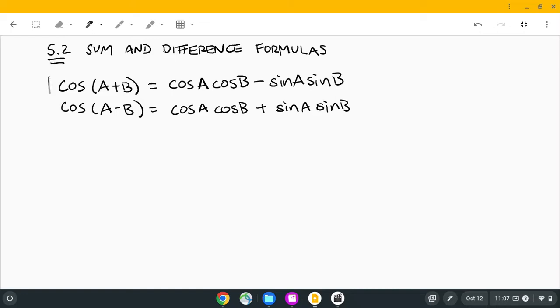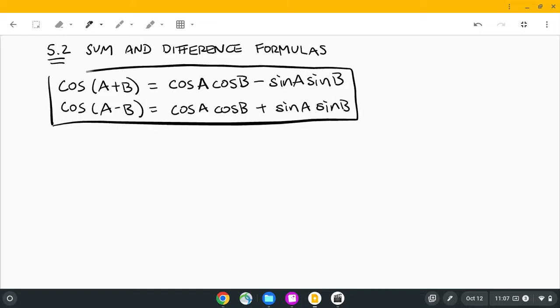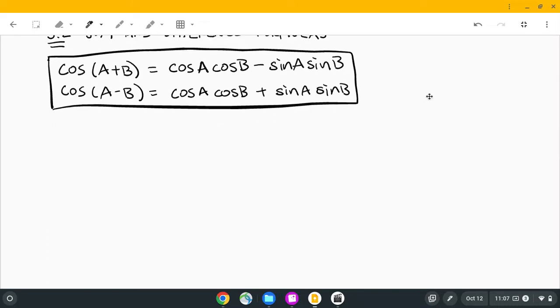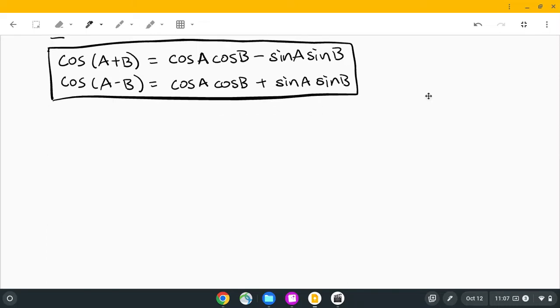These will be on the formula sheet. If I forget to post the formula sheet, please email me or text me. All right, so let's take a look at an example.